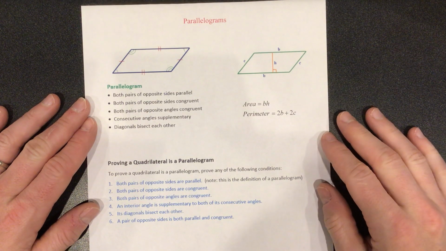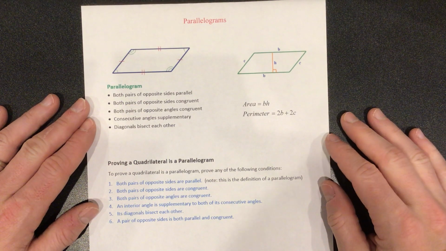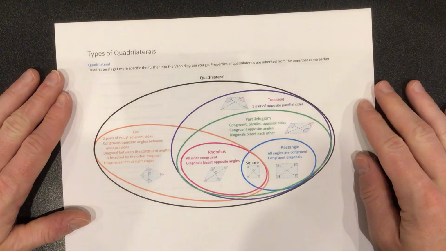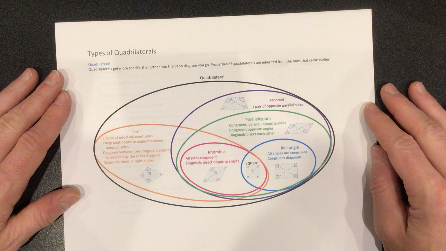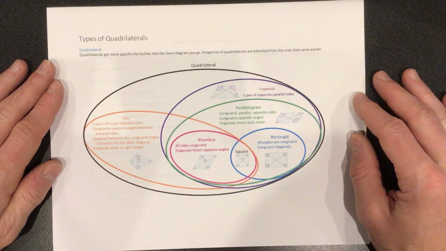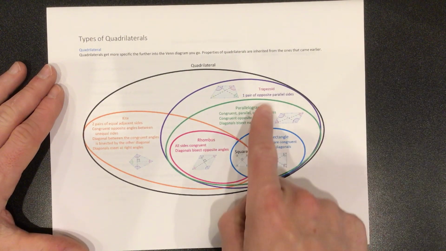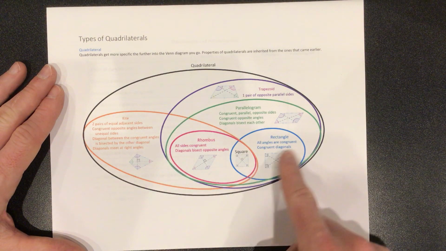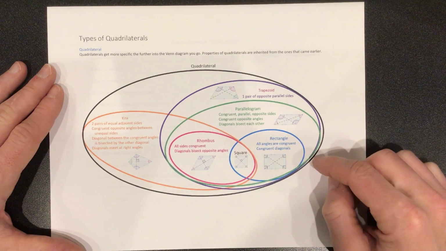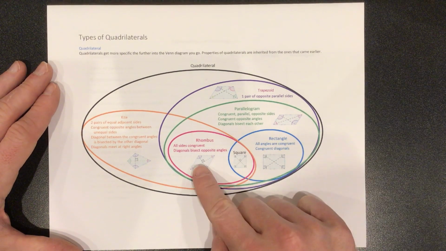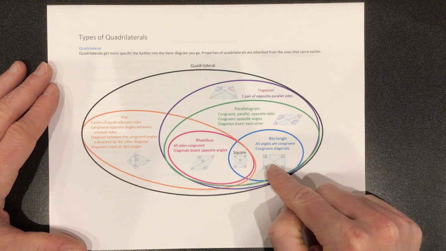Okay, today's focus is really just about parallelograms. We are still in the quadrilateral unit, so we're talking about four-sided polygons. But today we're really going to focus on the green circle, which are just the parallelograms. And when we talk about parallelograms, that does include all rhombi, squares, and rectangles.